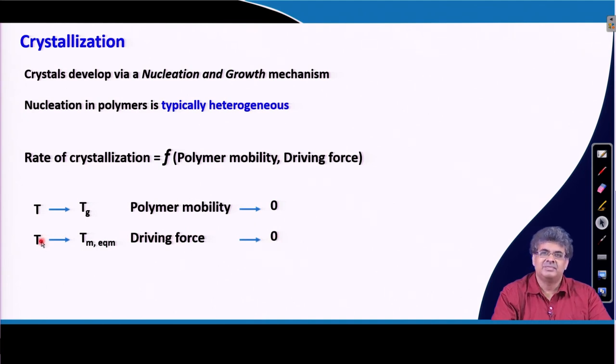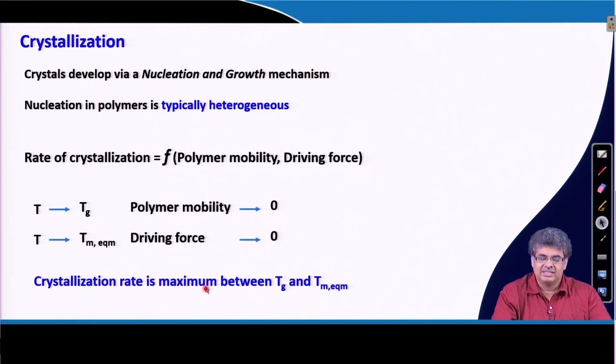But if we decrease the temperature below the equilibrium melting point, then obviously the tendency to crystallize will be much higher. Hence, increasing the temperature above Tg helps crystallization, and decreasing the temperature below Tm also helps crystallization. So there is a middle temperature between Tg and Tm where crystallization is maximum, and that is where crystallization generally happens if we anneal a polymer sample. That temperature is called Tc, or crystallization temperature.